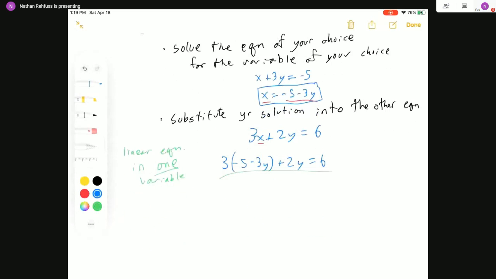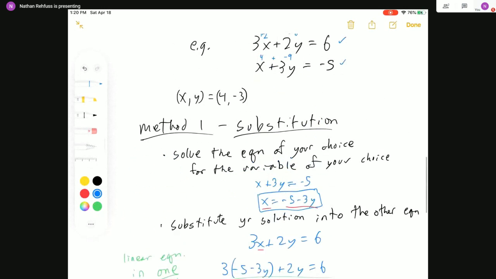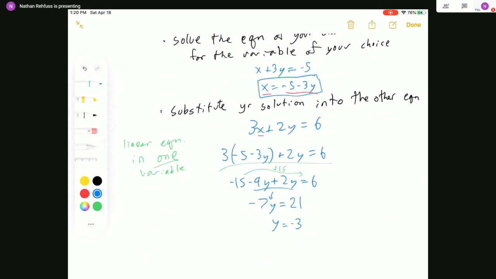I'll distribute the 3. This is negative 15 minus 9y plus 2y equals 6. Combine like terms, add the 15. Negative 7y equals, what's 6 plus 15? 21. So I combined these, and then I added the 15 to the 6. So negative 7y equals 21, divide by negative 7, and we get y equals negative 3, which is, like I said, what the solution should be, as you can see here.